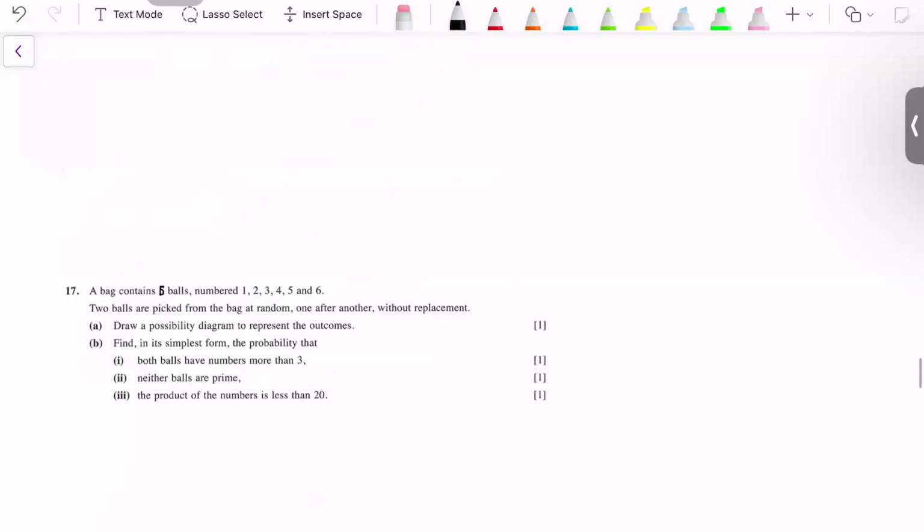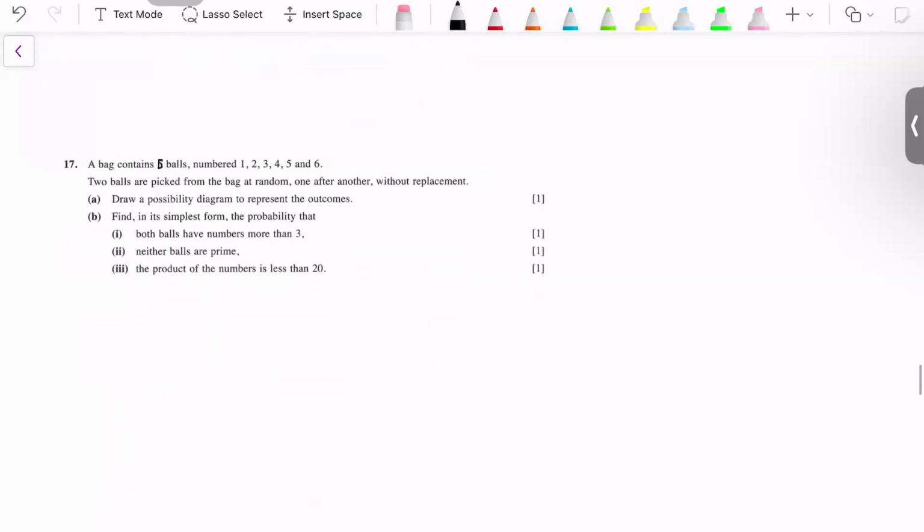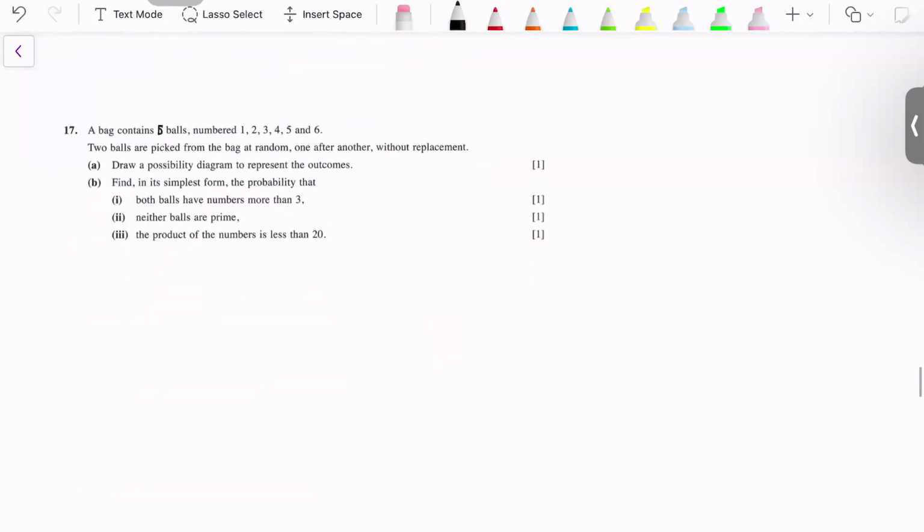Okay, question 17. Just to take note, in that question, it writes that it's 5 balls, but instead, just take note it's 6 balls, okay? Because it's numbered 1, 2, 3, 4, 5, 6. Okay. So in this case, it says 2 balls are drawn from a bag at random, one after another, without replacement. Okay. So draw a probability diagram to represent the outcome.